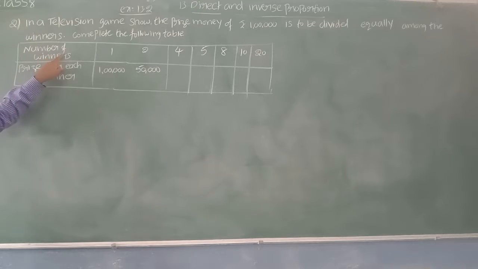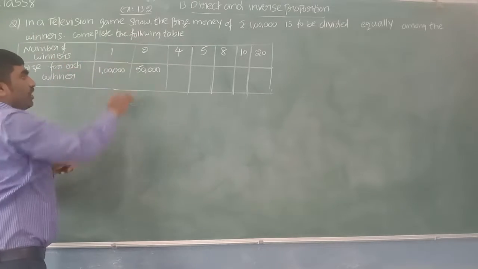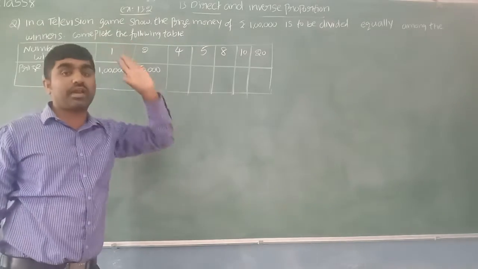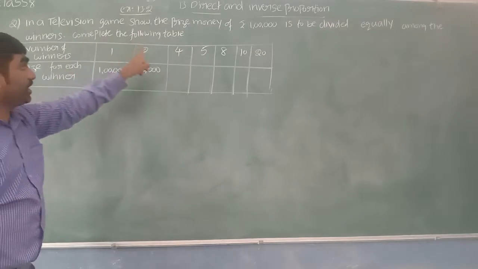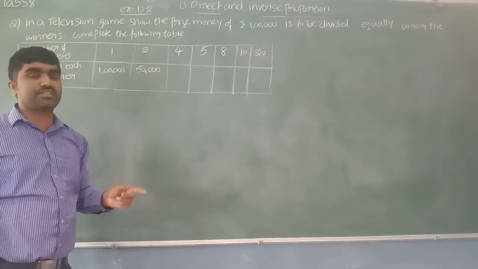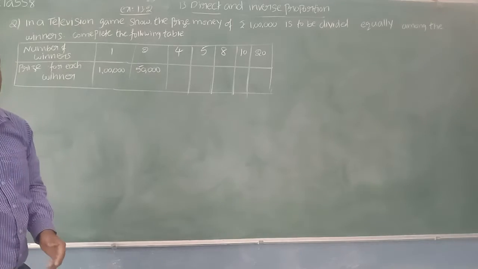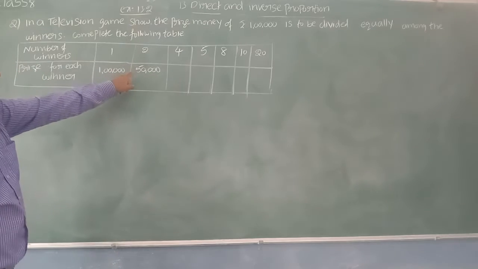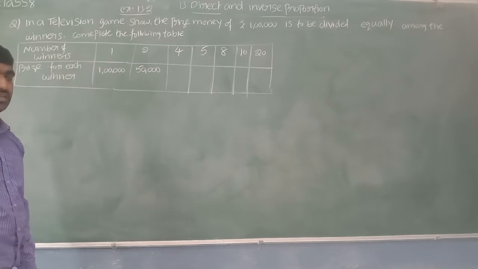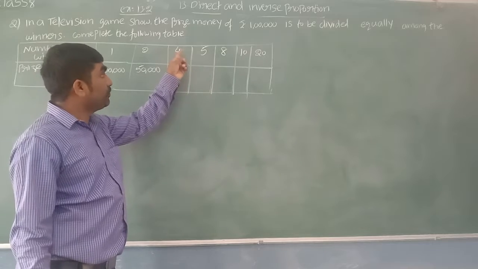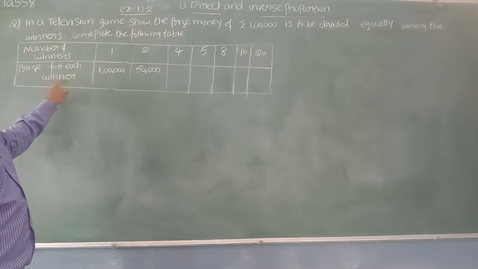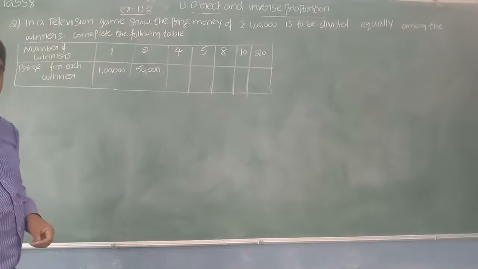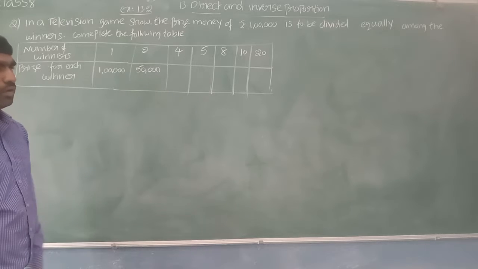Number of winners. Suppose only one winner is there, only one person is the winner, that one person is going to get how many rupees? Total amount, 1 lakh rupees. Suppose two winners are there, that 1 lakh rupees they will divide equally between these two winners. So each winner will get how much? 50,000 rupees. So when they are dividing like that, if there are 4 winners, what is the prize money of each winner? If there are 10 winners, what is the prize money of each winner? These unknown values we need to find.